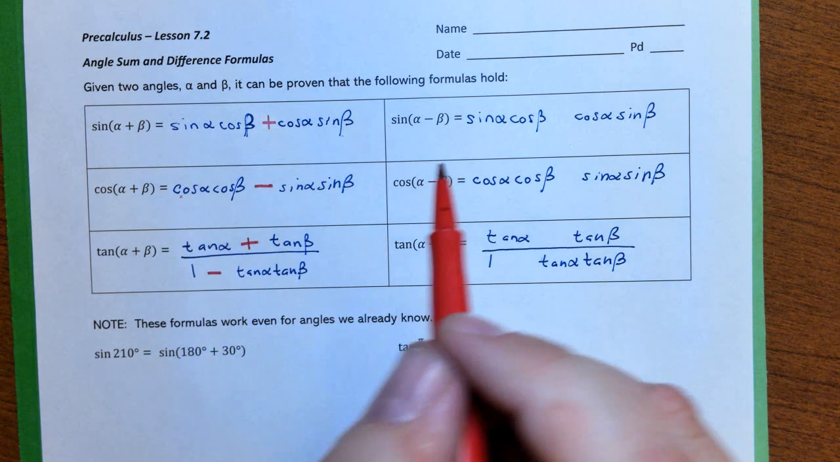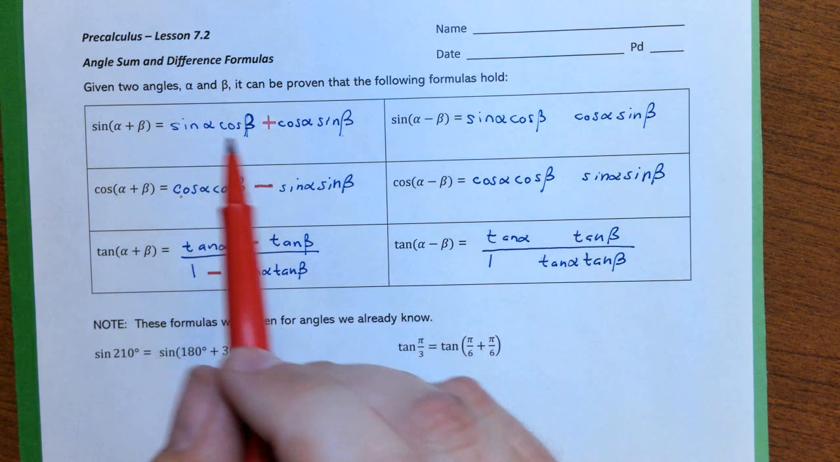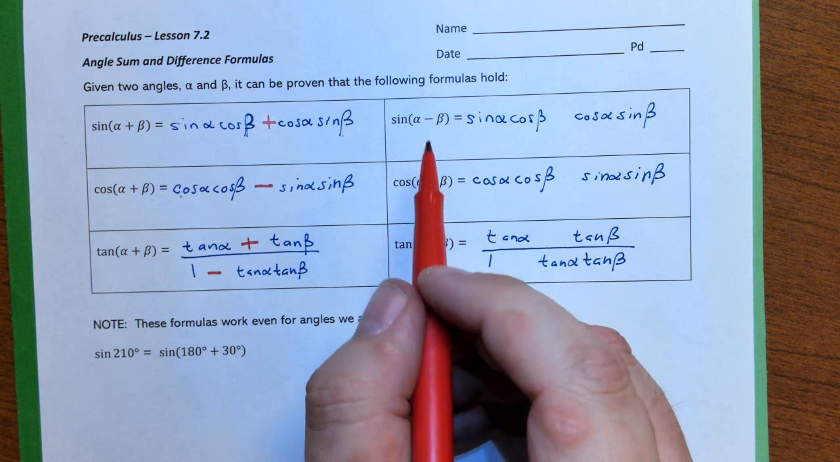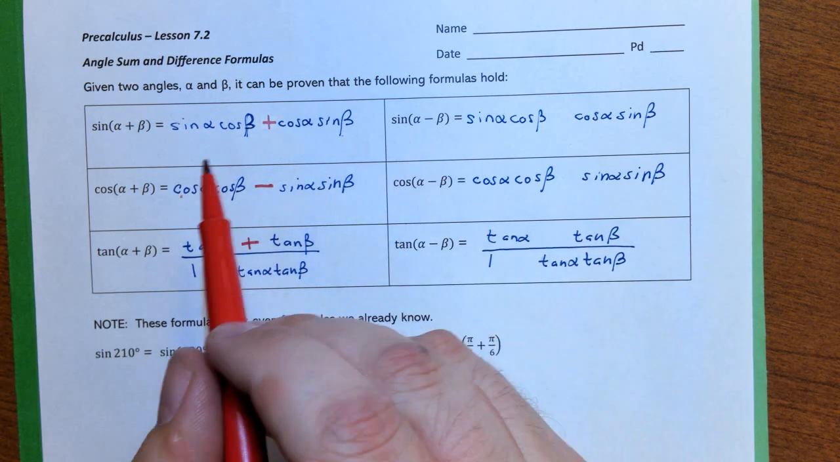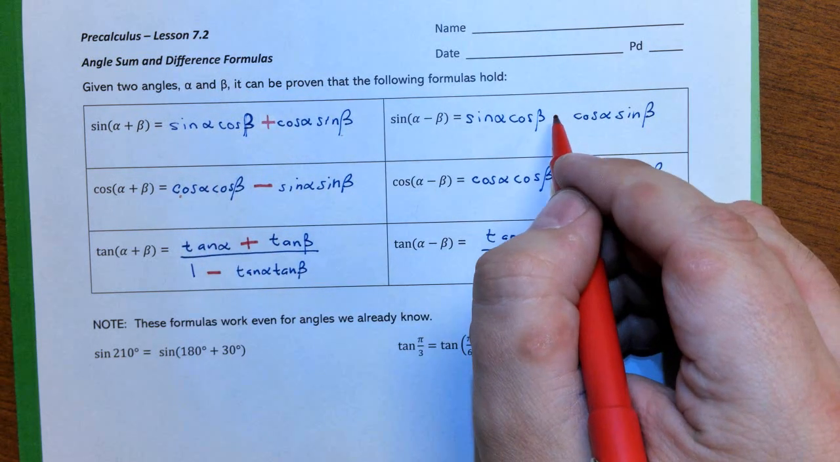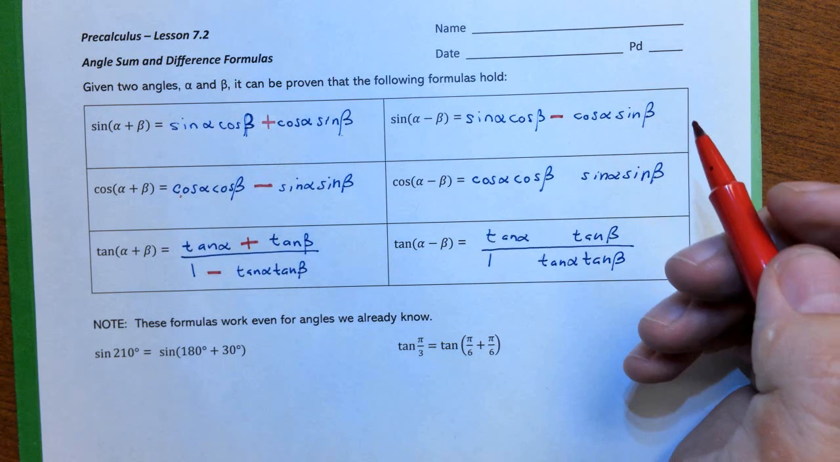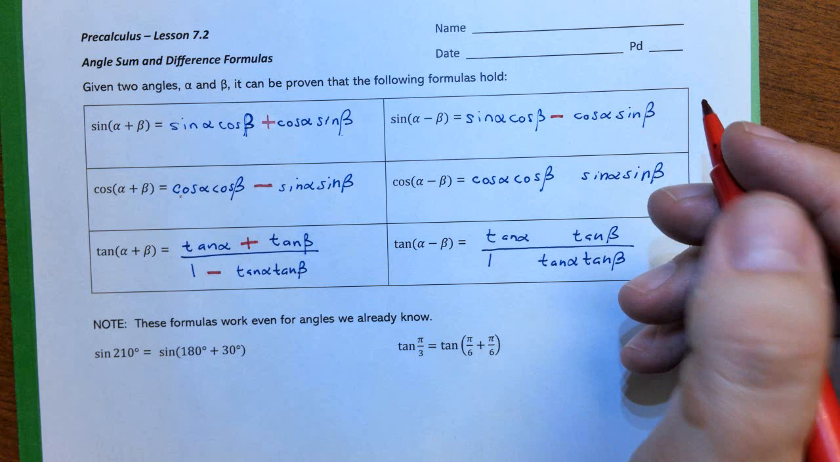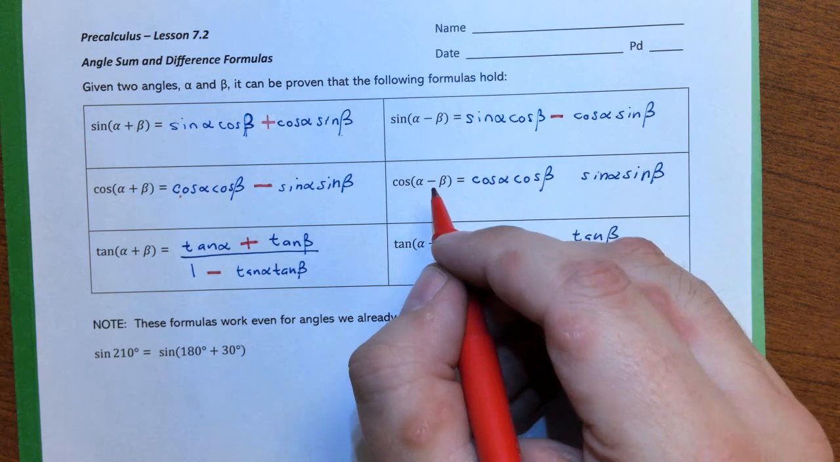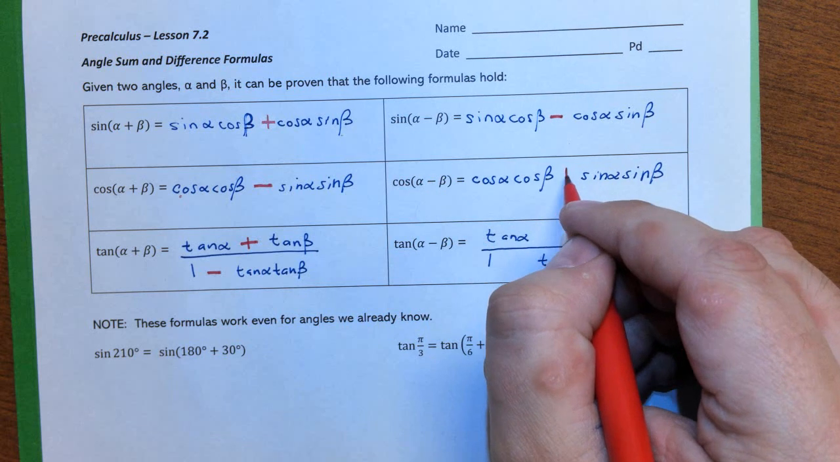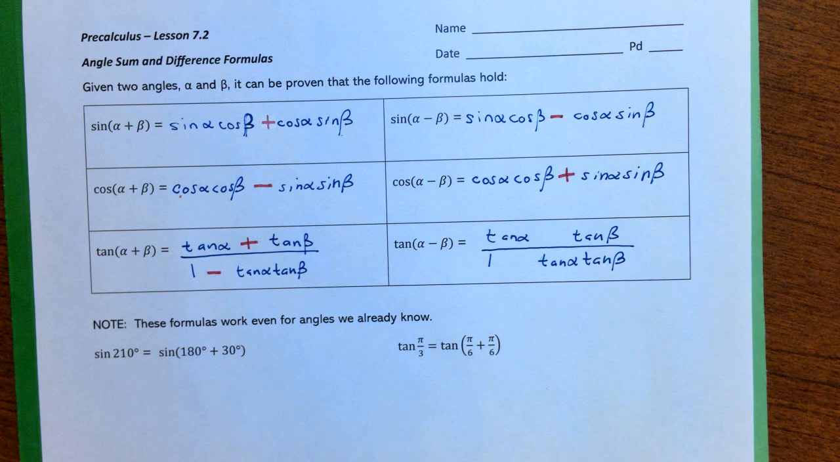What happens if I instead do a difference? What if I do sine or cosine or tangent of alpha minus beta? Well, for the sine of alpha minus beta, I will have sine alpha cos beta, but now it will be minus cos alpha sine beta. For the cosine of alpha minus beta, well, I will have cos alpha cos beta, and again, the sign will be opposite because it is cosine. I see plus in here, sine alpha sine beta.